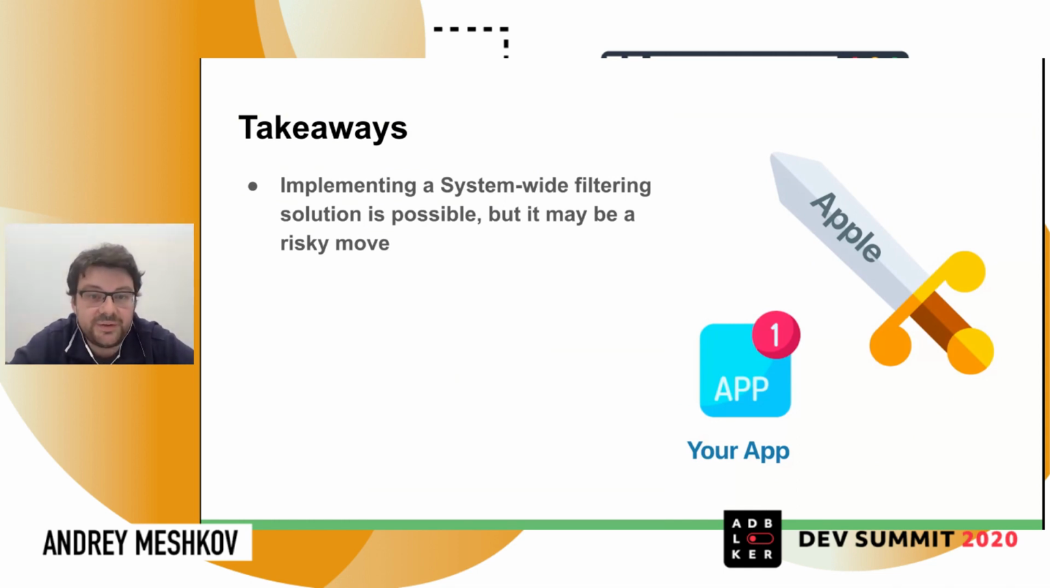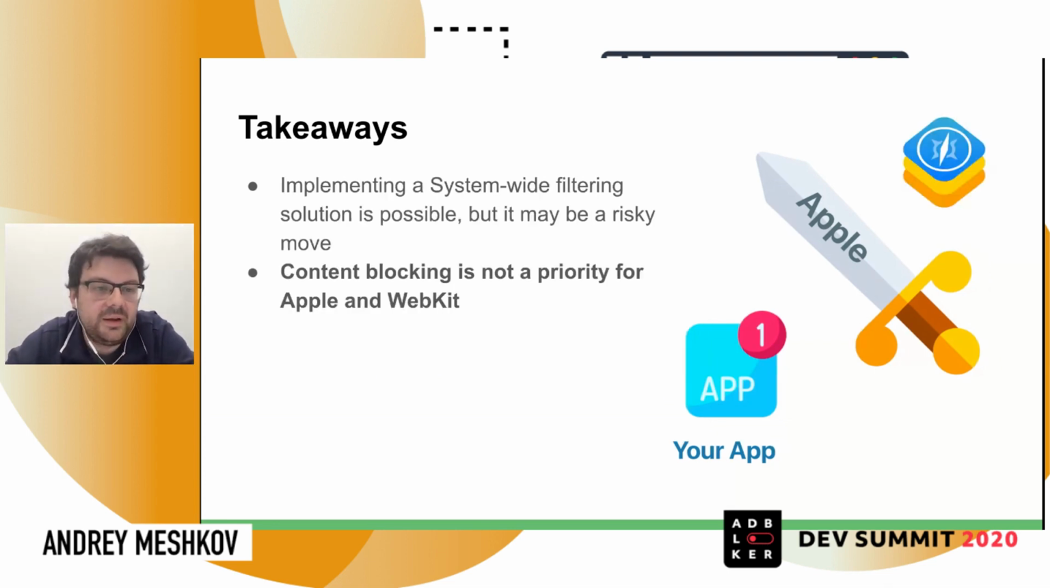My talk is coming to an end soon, so let's summarize and get to the takeaways. The first thing I talked about was system-wide filtering. The first takeaway is that implementing a system-wide solution is indeed possible, but it can be a risky move because, reasons. The next takeaway is that content blocking is not a priority for Apple and WebKit. At least this is how it looks to me.